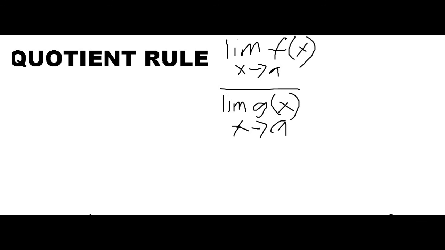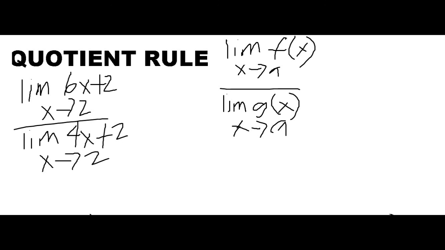So, for our last topic, we have quotient rule. Quotient rule is the limit of a quotient is equal to the quotient of the limits. So, ang formula natin dyan is limit of f of x over g of x as x approaches to a. So, ito yung magiging formula natin. So, we have limit of f of x as x approaches to a over the limit of g of x as x approaches to a.